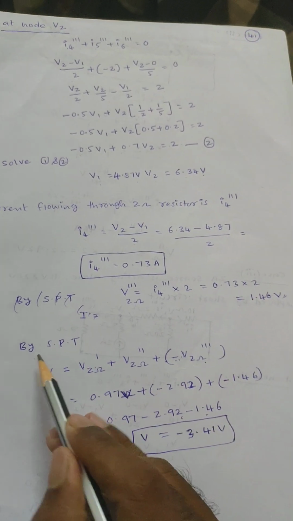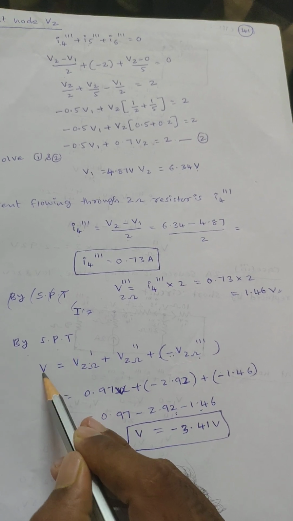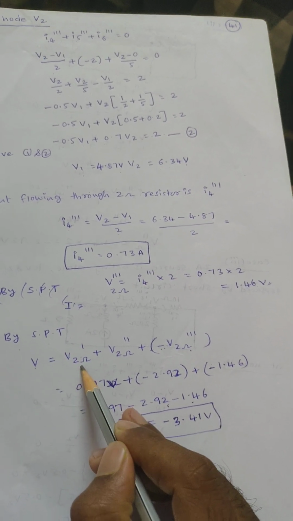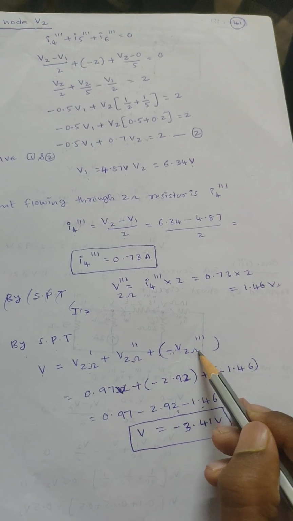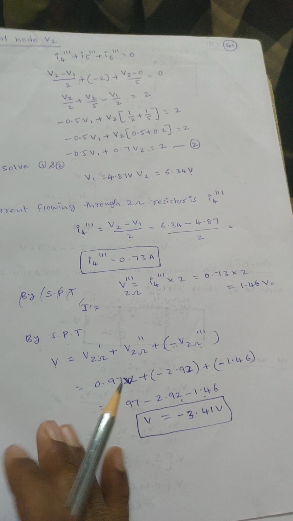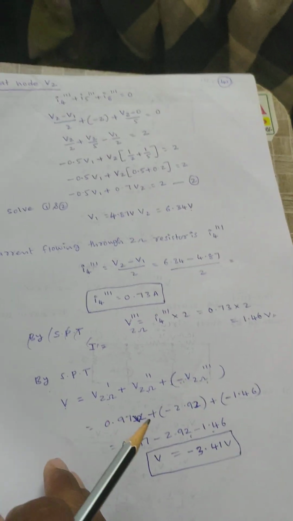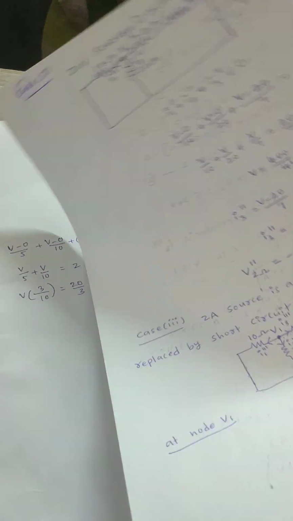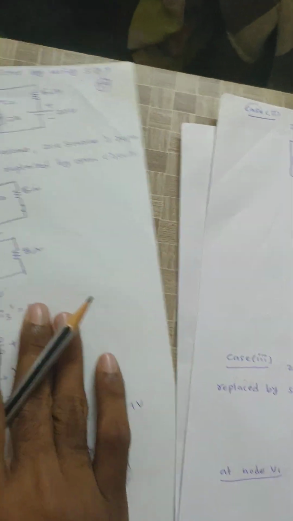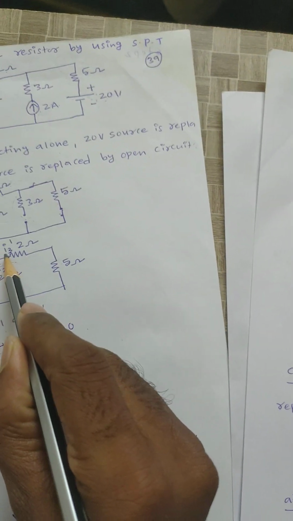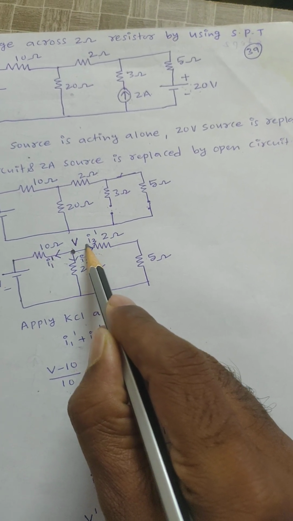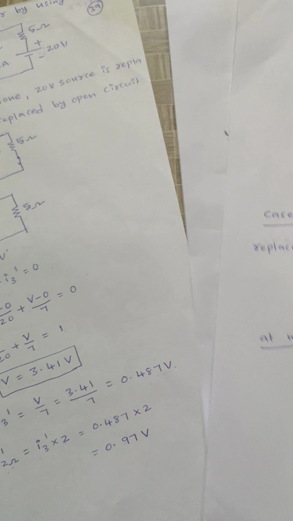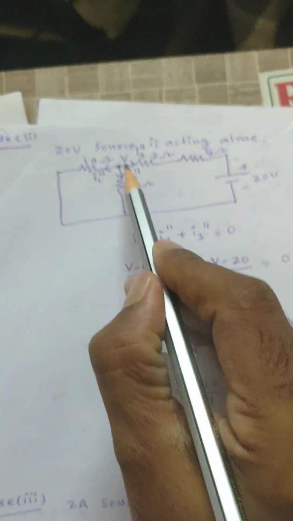Then by using the superposition theorem, the total voltage will be the voltage across 2 ohm dash plus the voltage across 2 ohm double dash plus minus the voltage across 2 ohm triple dash. Why are you getting minus? Just observe here. In the first case, while calculating the voltage across this 2 ohm resistance, the direction of current is outgoing. In case 2 also, the direction of current is outgoing.